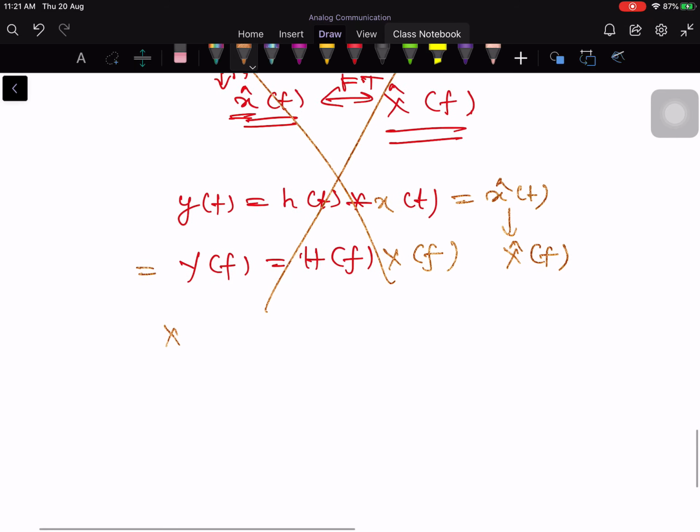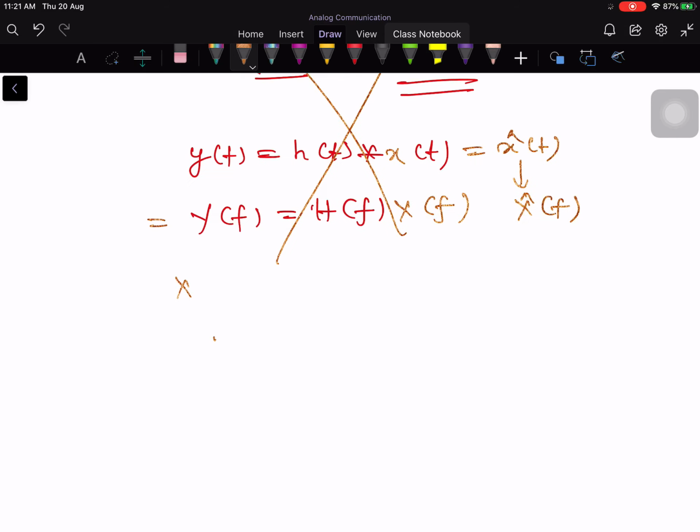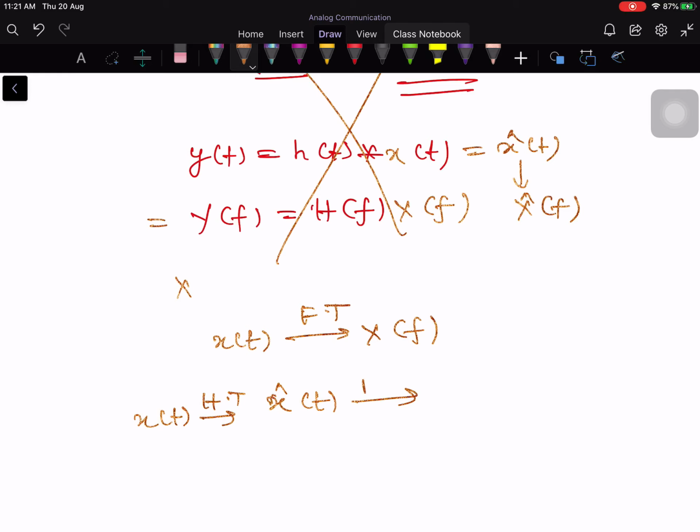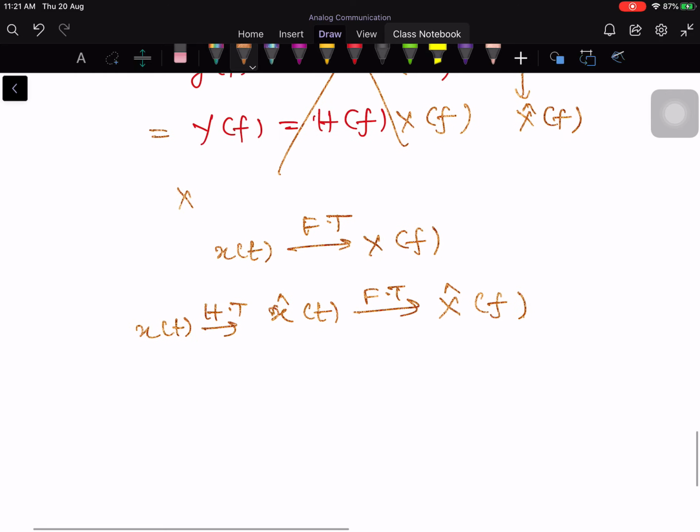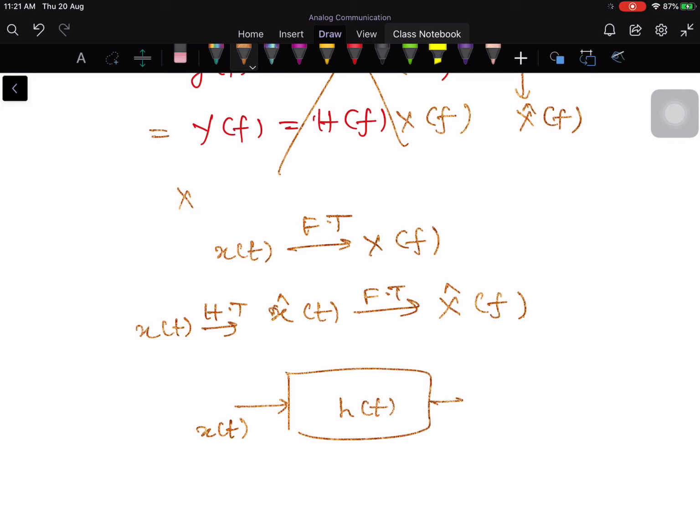Let me prove this properly. You have a signal x of t, you take the Fourier transform, you will get x of f. If you take the Hilbert transform of x of t, you will get x hat of t. Then again if you take the Fourier transform, you will get x hat of f. Now this is your Hilbert transform filter. The input is x of t, this is your h of t, and the output is y of t, and that output will be denoted by x hat of t.